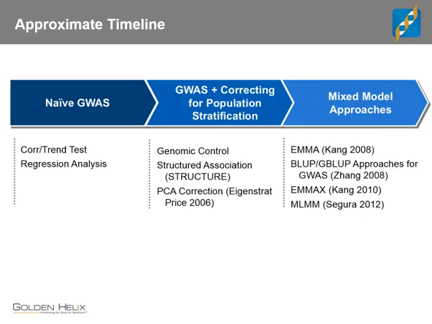To review, first there were naive GWAS approaches: correlation, trend tests, regression analysis. Then PCA and genomic control methods were introduced to correct for population structure, stratification, and batch effects. Within the past few years, numerous papers were published with mixed model methods. In particular, EMMA, EMMAX, and MLMM were all developed within the last 6 years. I should note that the same year that the EMMAX paper, Kang 2010, came out, the P3D method was published in a paper by Zhang.